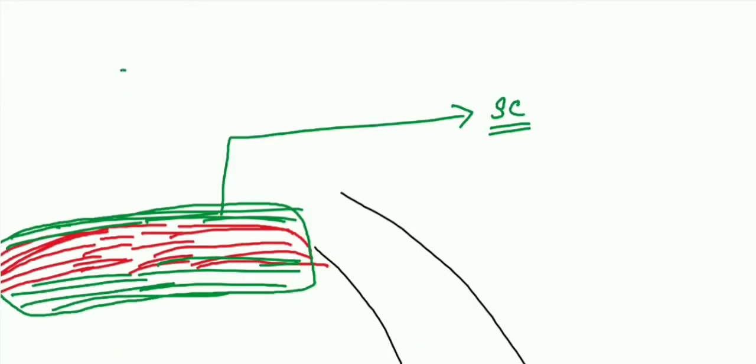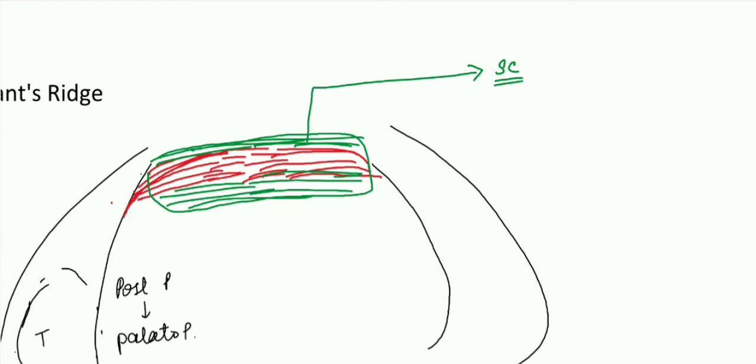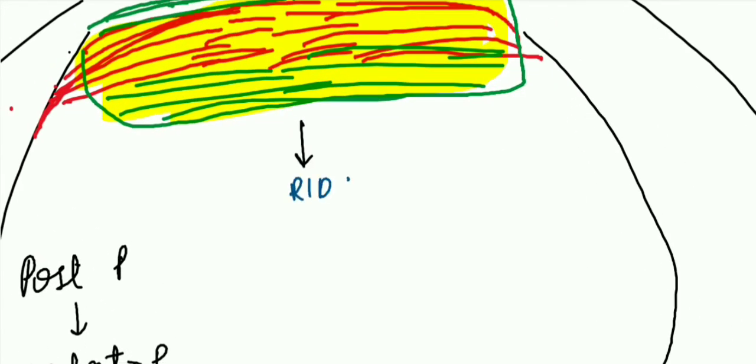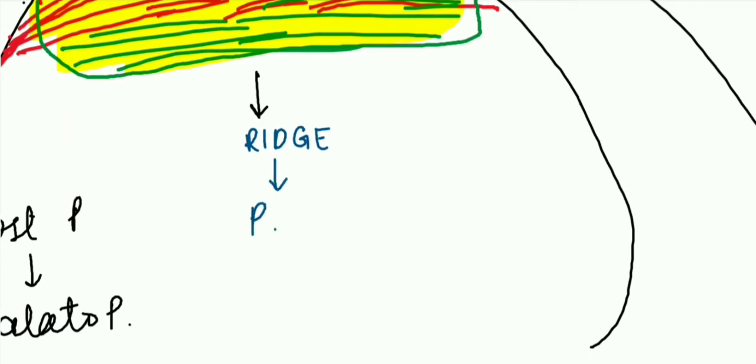Yes, it's the superior constrictor. So the circular fibers of our palatopharyngeus fuse with the existing superior constrictor fibers to form a raised ridge, which is called the Passavant ridge.